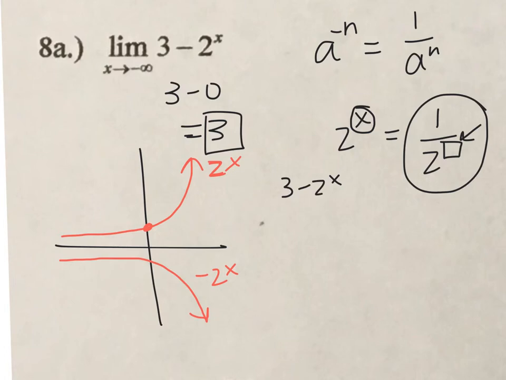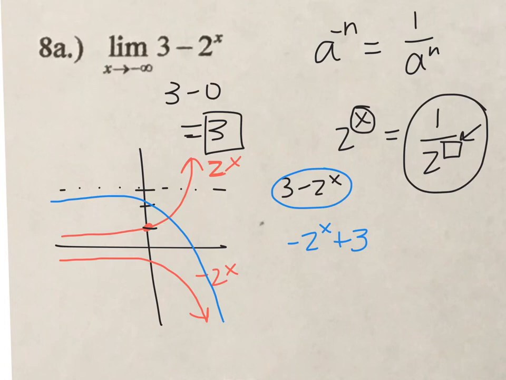And then last but not least, let's go ahead and graph this 3 minus 2 to the x. I'm going to rewrite that, though, as negative 2 to the x plus 3. So you can see that that is just going to be the graph of this function, negative 2 to the x, shifted up 3 units. So I'm going to take this horizontal asymptote of y equals 0, and I'm going to shift it up 3 units, 1, 2, 3. So here's my new horizontal asymptote, and then take the graph of negative 2 to the x and just shift it up 3 units, so it would look something like that.